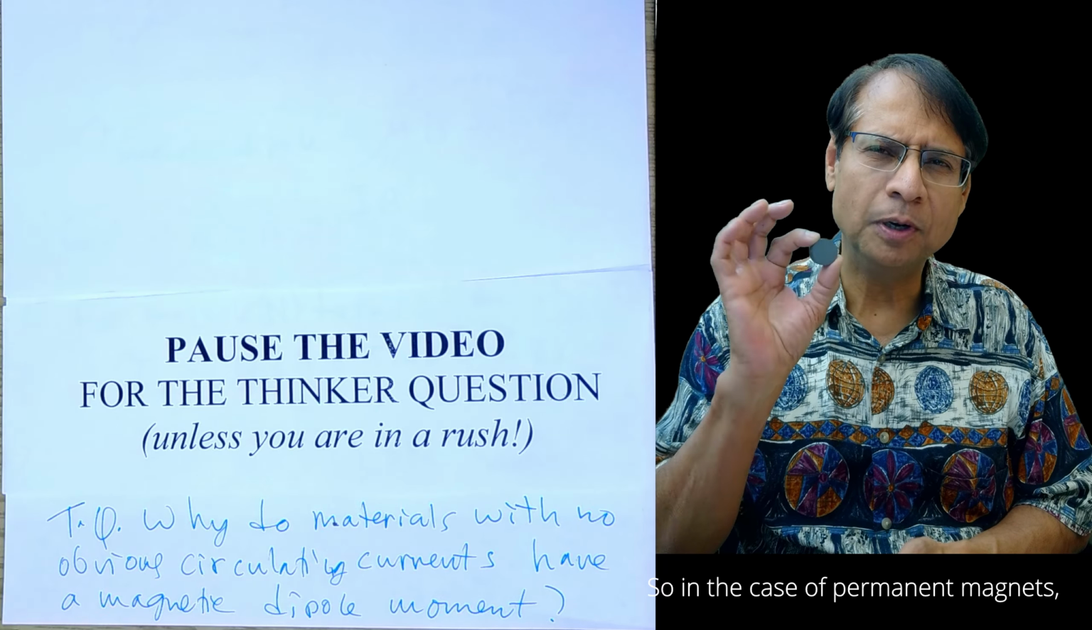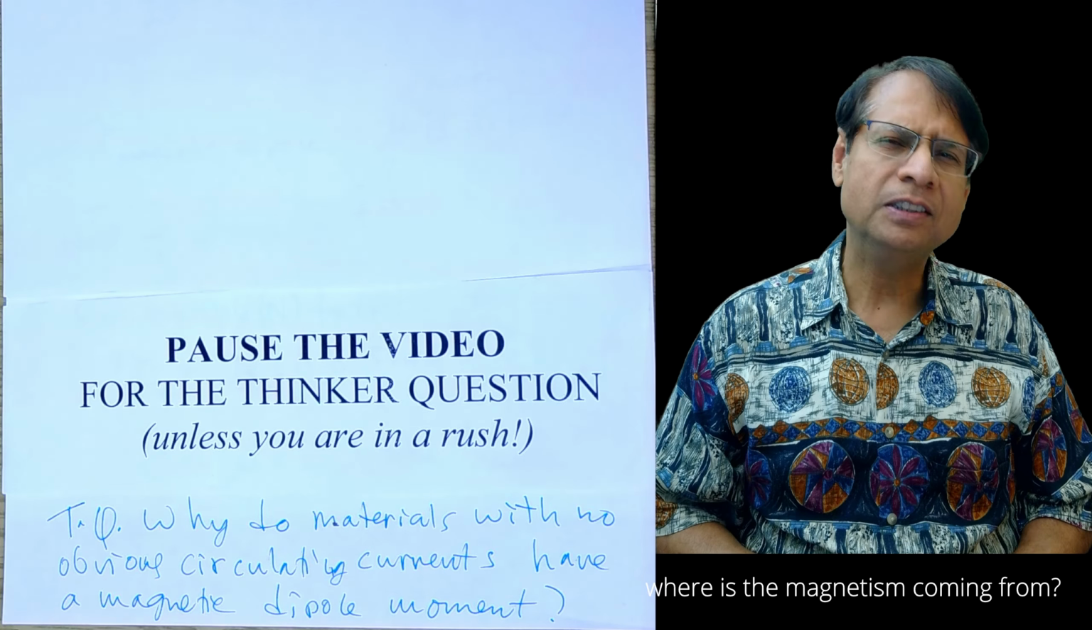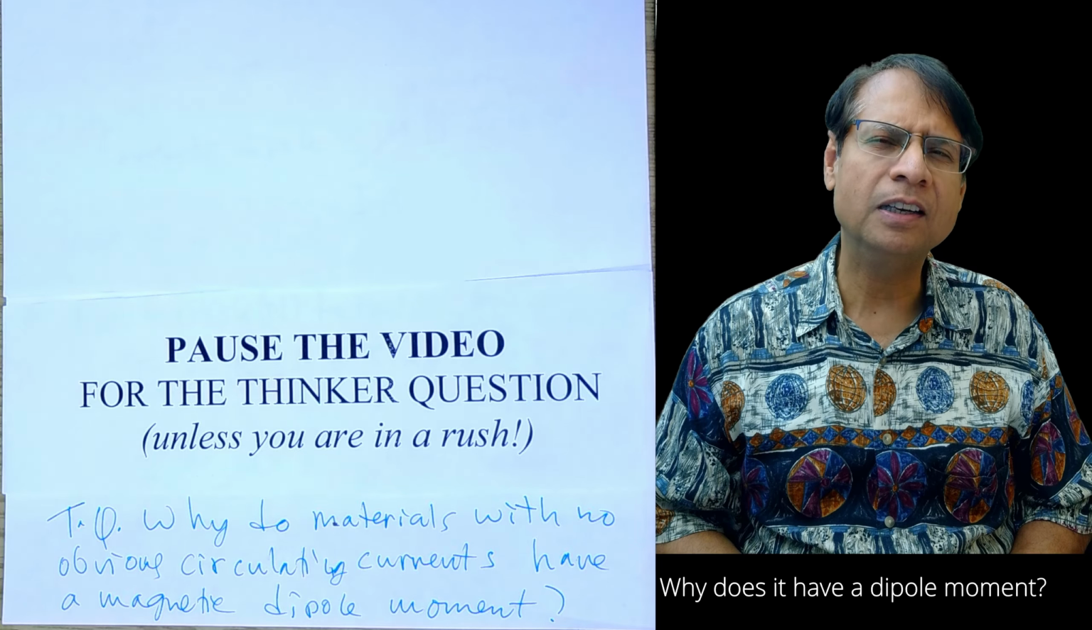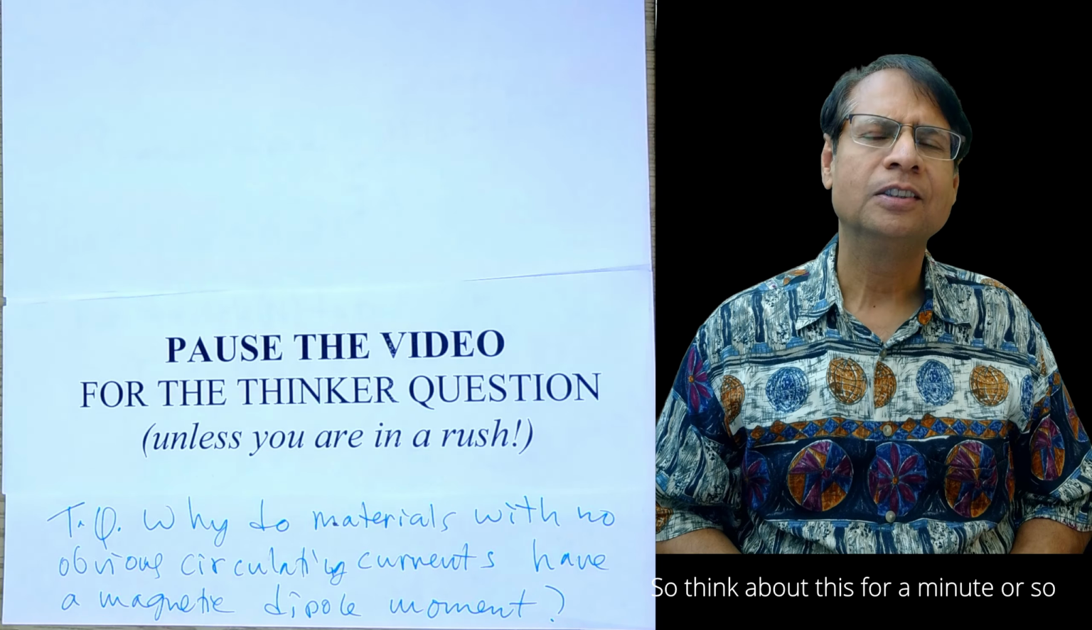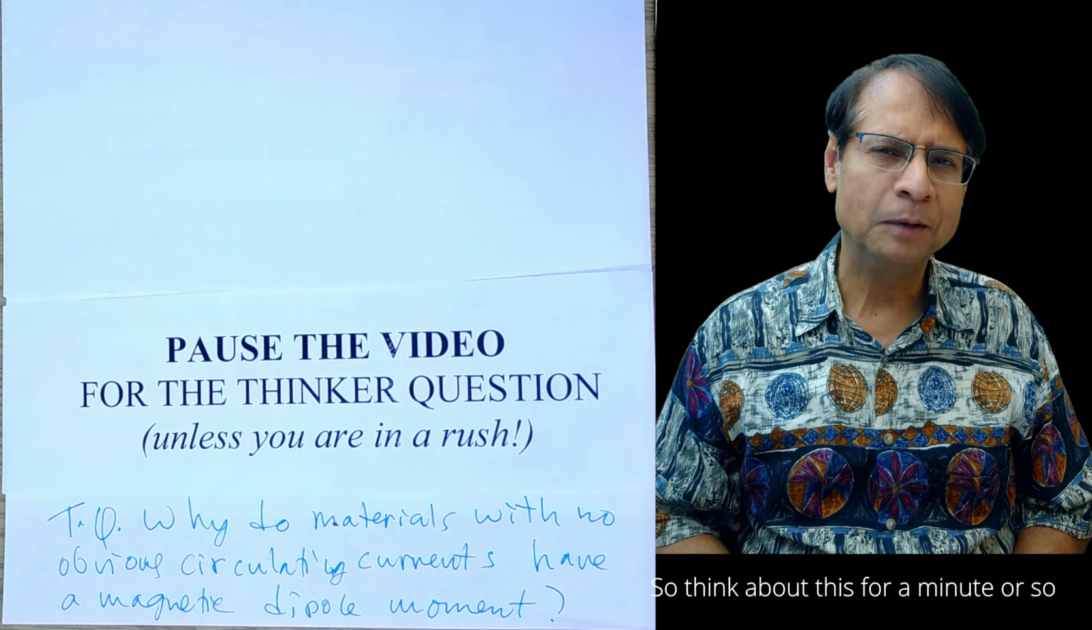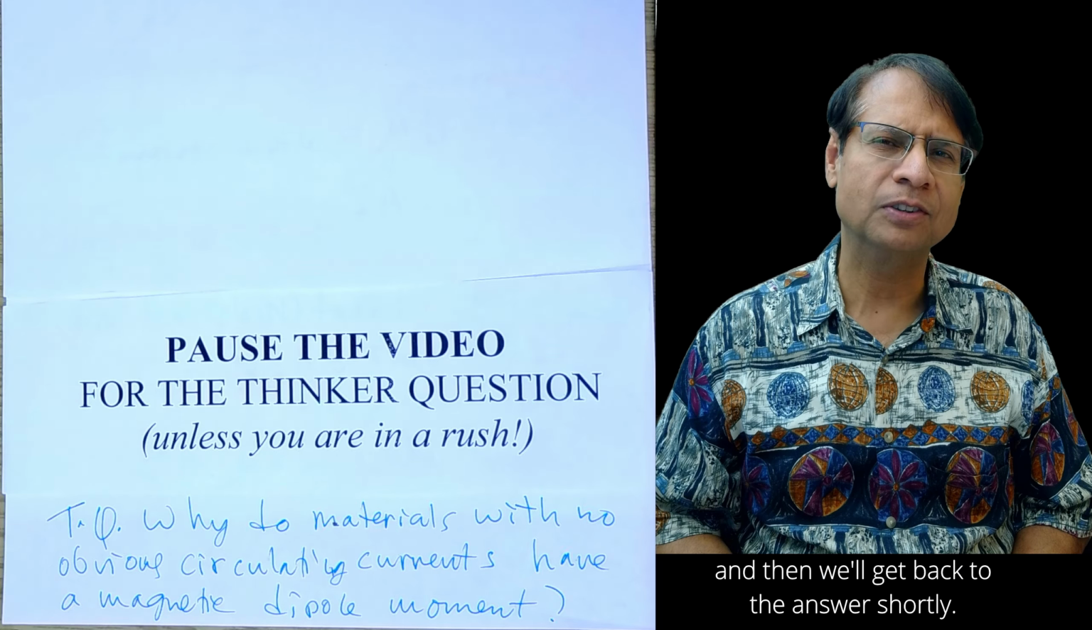So in the case of permanent magnets, where is the magnetism coming from? Why does it have a dipole moment? So think about this for a minute or so, and then I will get back to the answers shortly.